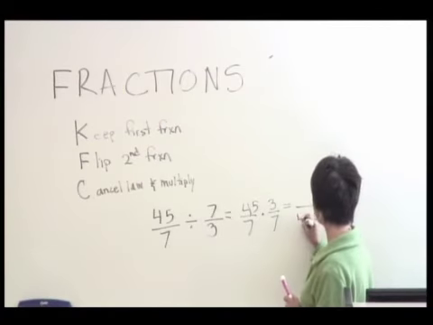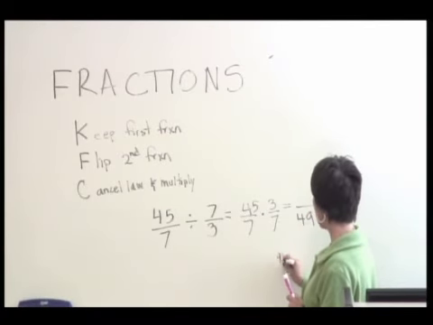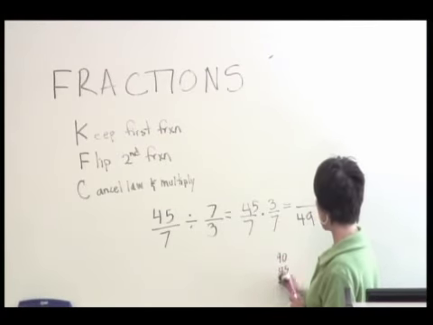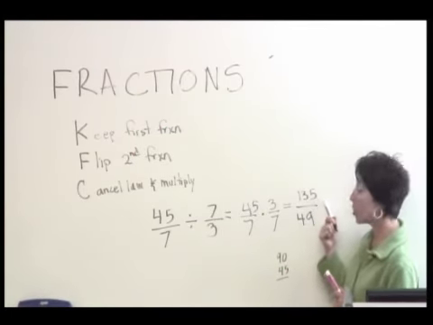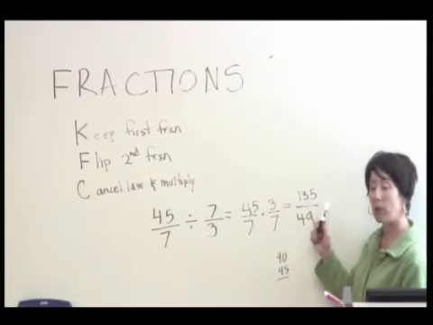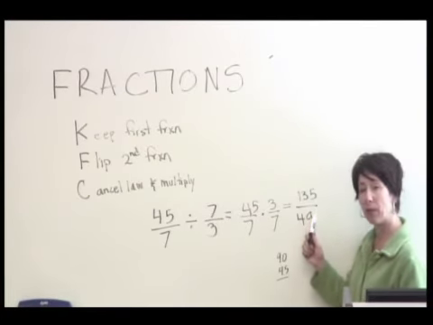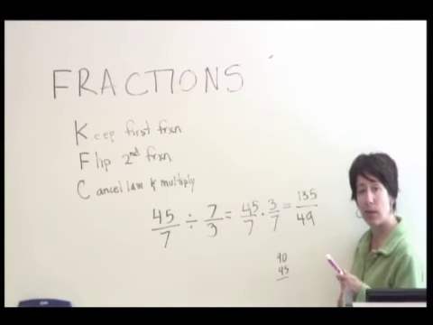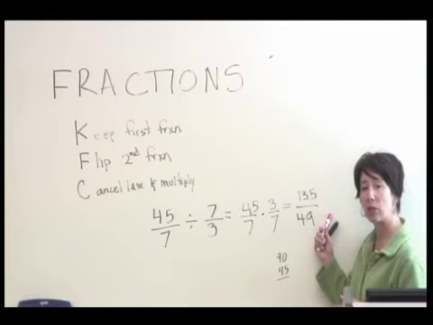7 times 7 is 49, and 3 times 45 is 135. So my answer ends up being an improper fraction, which is okay. It can't be simplified any further. It's okay as long as the answer doesn't ask for any other form. If it asks for a fraction, improper fraction is fine.